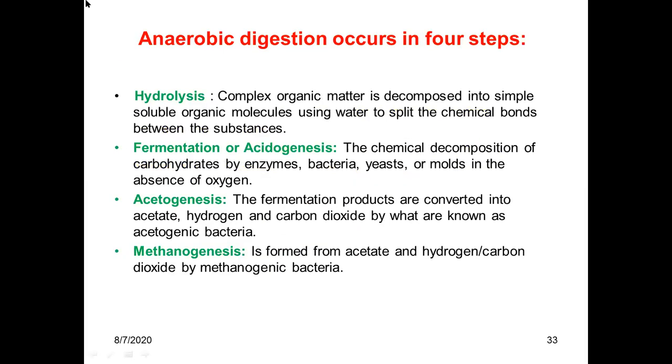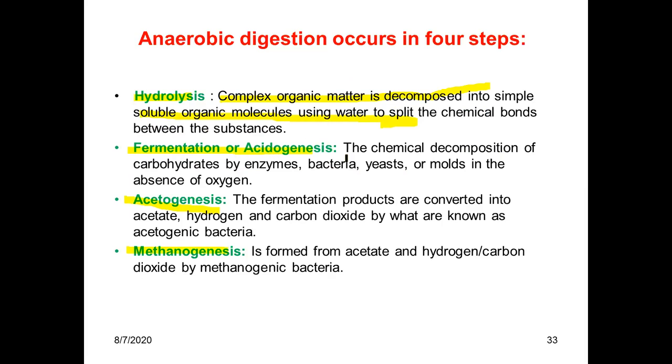So in the anaerobic digestion process, there are 4 steps. First, hydrolysis occurs, then fermentation, acidogenesis, and finally methanogenesis. In hydrolysis, complex organic matter is decomposed into simple soluble organic molecules using water to split the chemical bonds between the substances. That means that polysaccharides, carbohydrates are converted into simple matters like glucose.